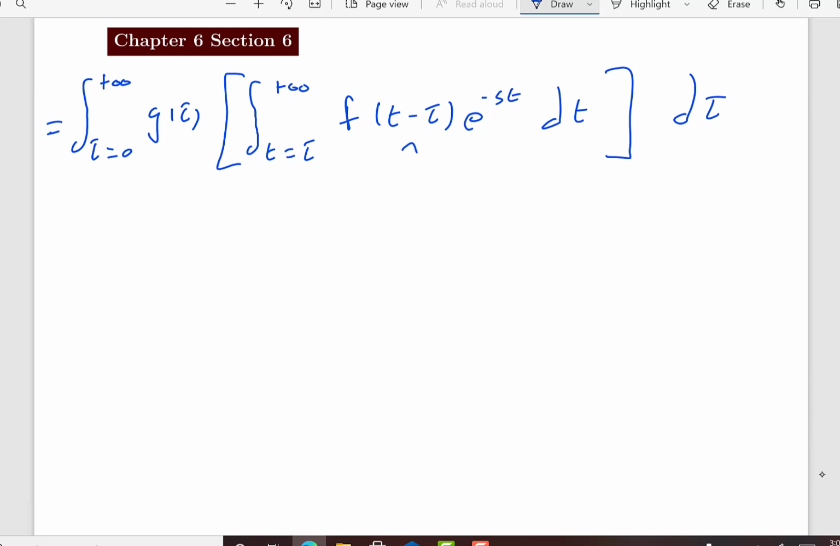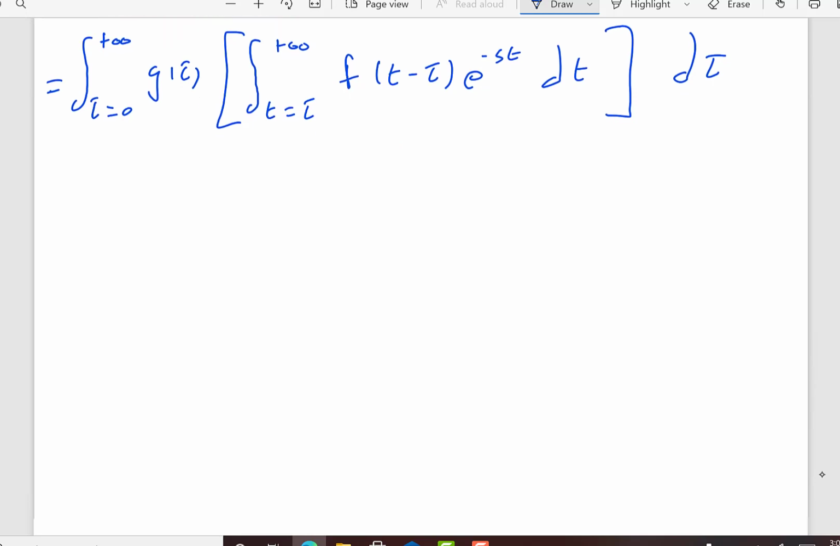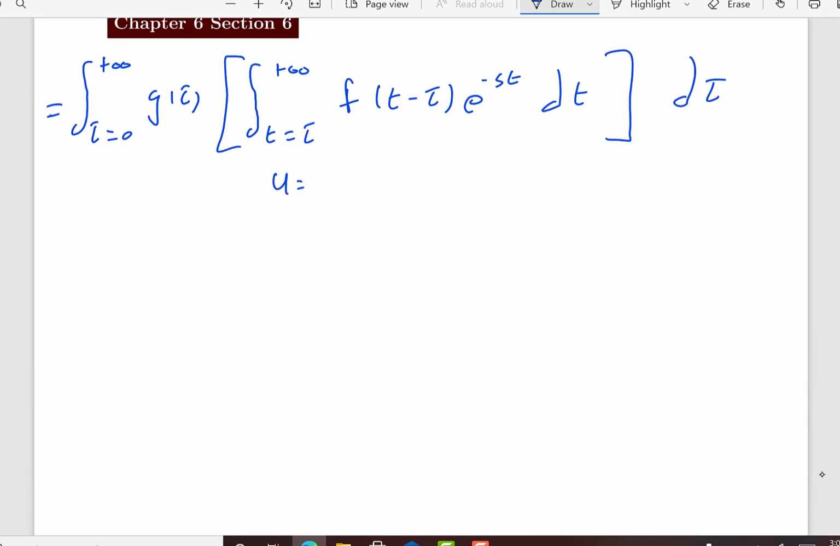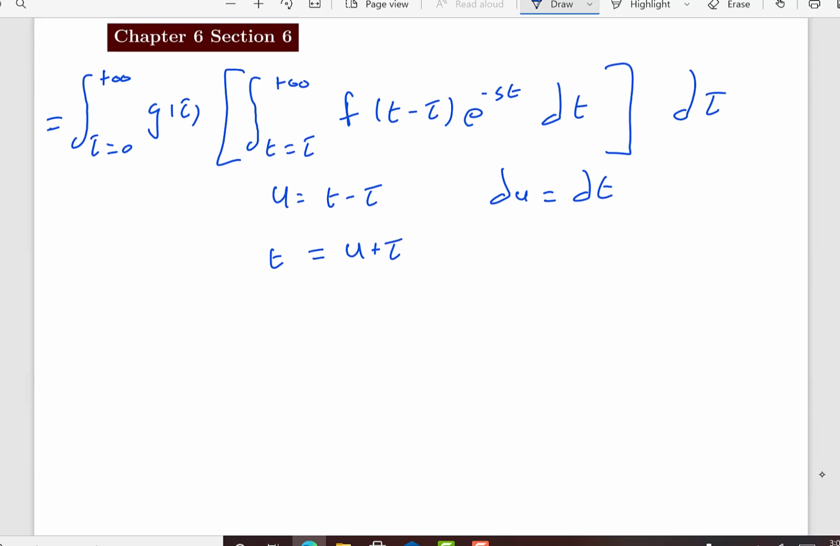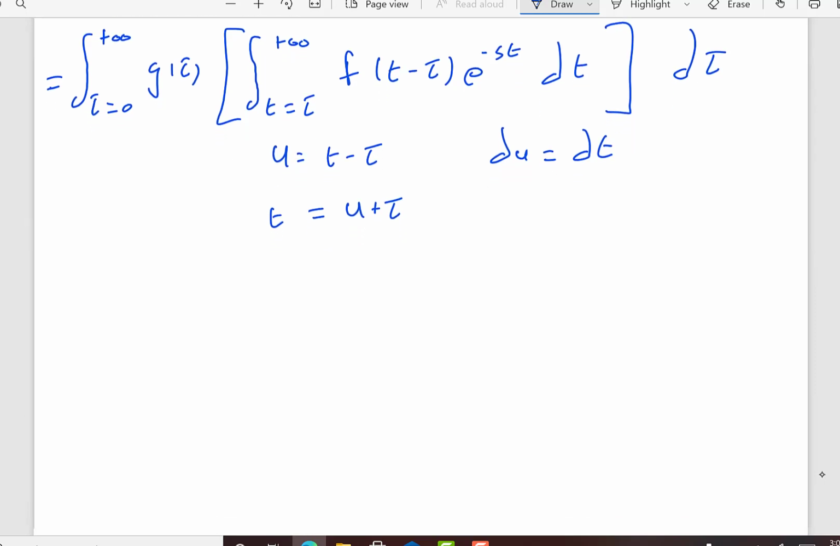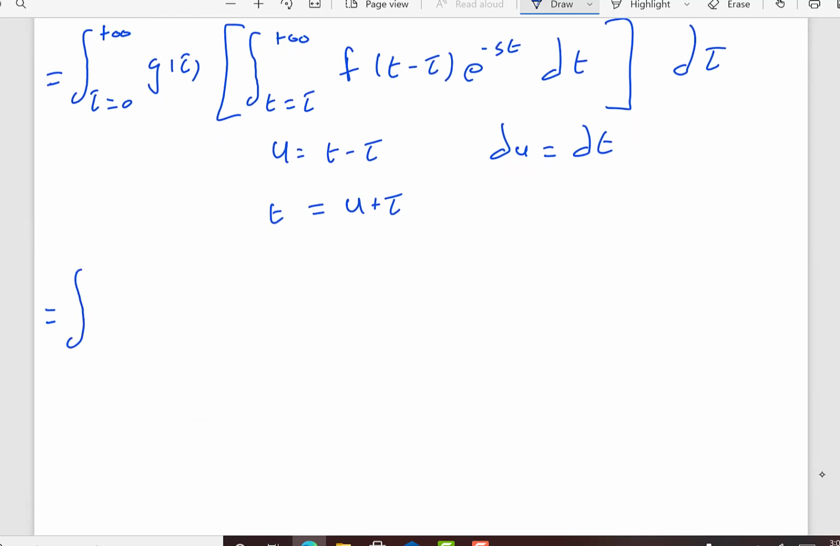So I'm going to do one thing that fixes both of those problems, and that is u-substitution. I'm going to say that u is equal to t minus tau. If u is equal to t minus tau, this means that du is equal to dt. And also, this means that t is equal to u plus tau. Now I'm just going to rewrite the inside integral using this change of variables. The outer integral is going to stay the same. So this is going to be the integral tau equals 0 to positive infinity g of tau, then the inside integral goes here, and then d tau.